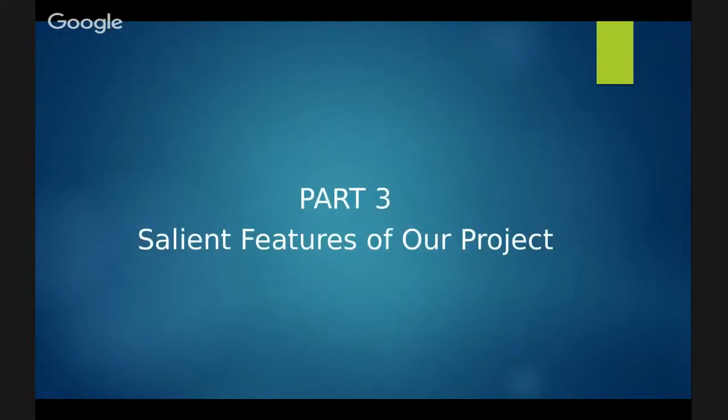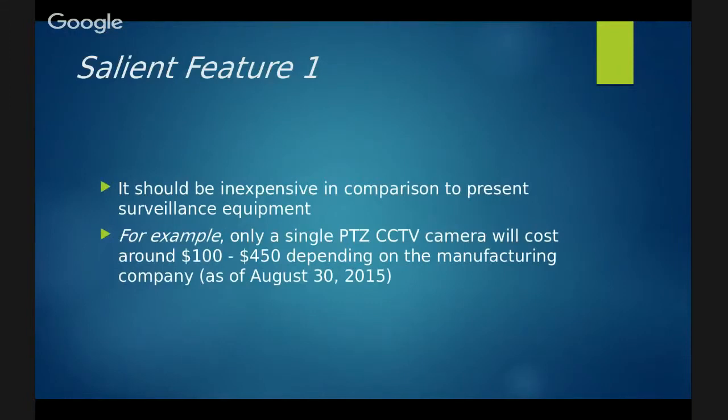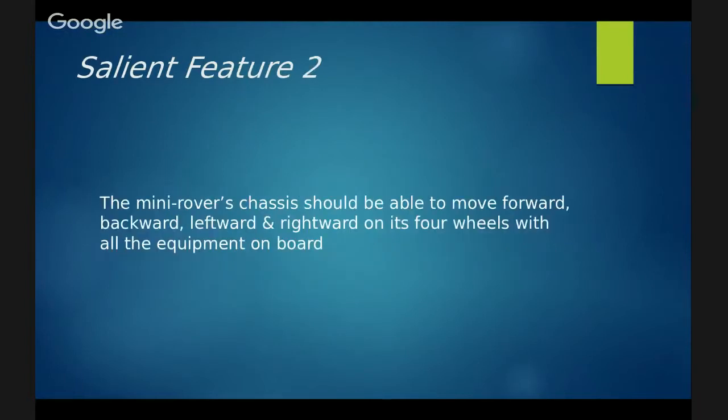Here are the main salient features of our project one by one. First of all, it should be inexpensive in comparison to the currently available surveillance equipment. The CCTV cameras that we get now are always around $100 to $450, depending on the company. And the mini-rover's chassis should be able to move forward, backward, left, right in all directions on its 4 wheels with all the equipment on board.